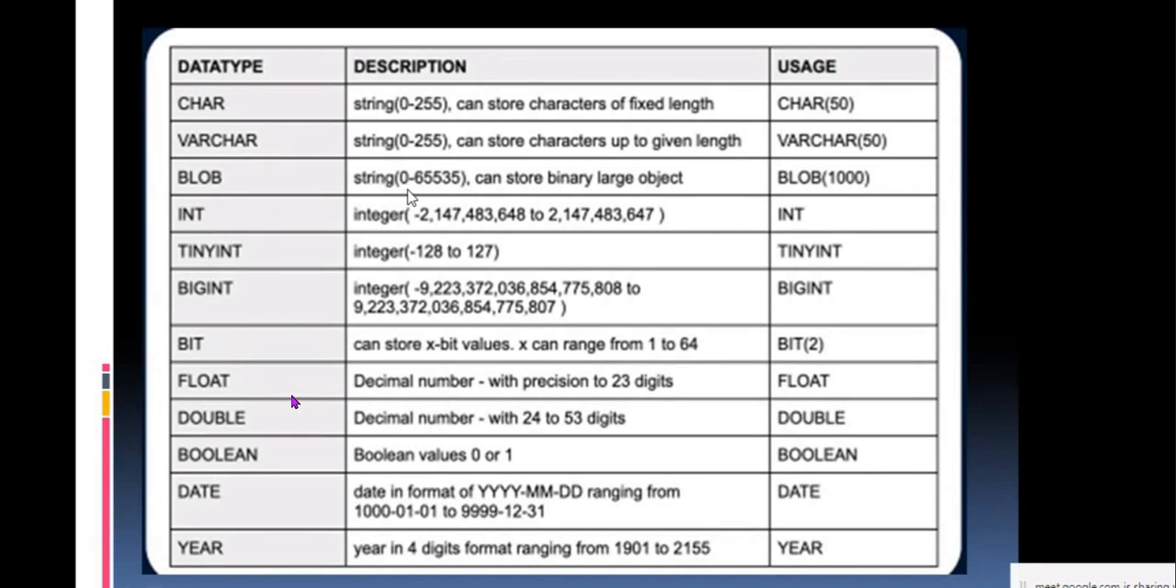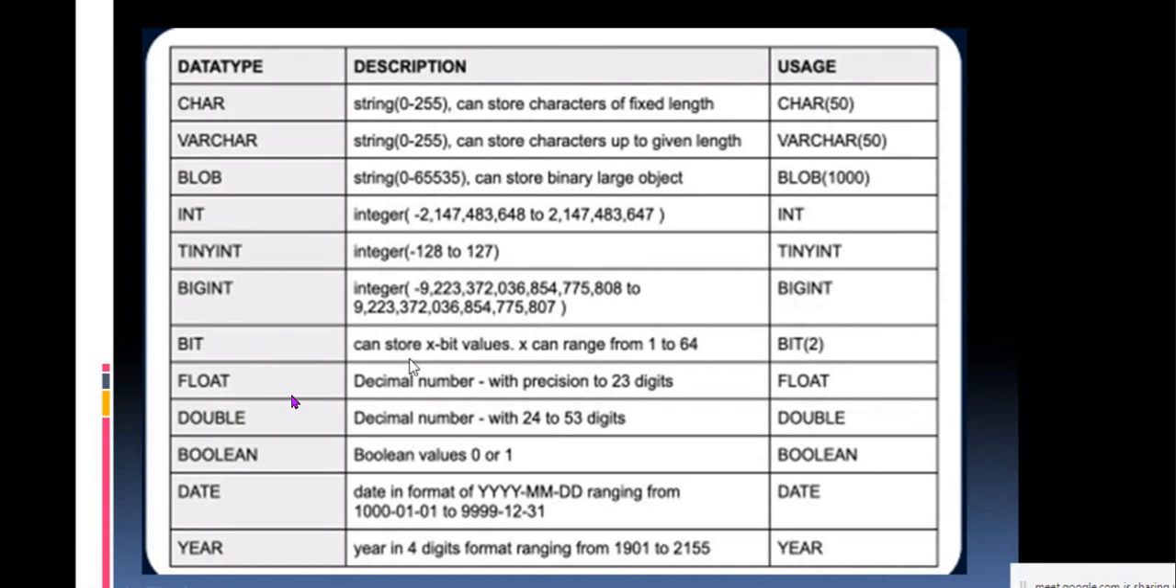Third is blob, that is string in size 0 to 65535, can store only binary large objects. So we are using blob in bracket 1000. Fourth one is int, integer. It can store negative and positive values, so we are using int. Tiny int means integer from -128 to 127, so we are using tiny int. Big int, integer, it takes positive and negative numbers, so we are using big int.